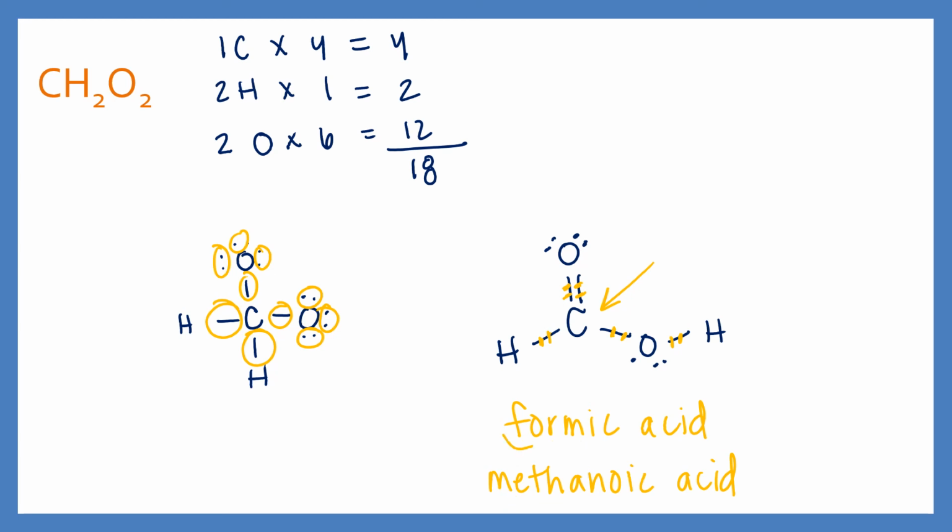Form, this prefix, actually comes from the scientific word for ants, which I do not know off the top of my head. I should have looked this up before I started this video. Because formic acid is actually found in ant venom. So when you're bitten by an ant and it burns, it's because they've just injected you with formic acid.